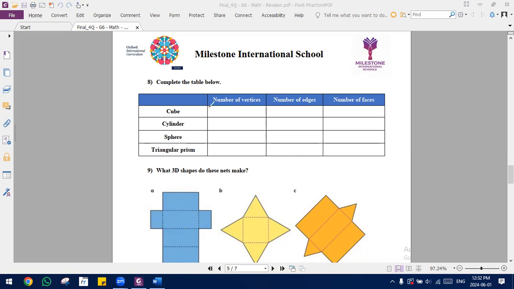Now for the cube, the number of vertices is 8. Number of edges, 12. Number of faces, 6 squares. For the cylinder, it has no vertices because it's kind of circular. And it has 2 edges and 3 faces. Then the sphere, it's like a ball. There are no vertices, no edges at all, and there's only one face.